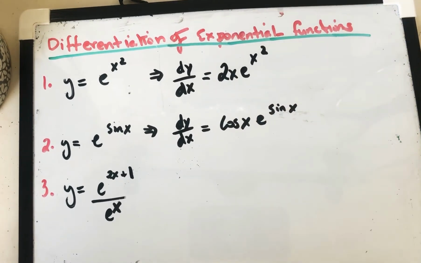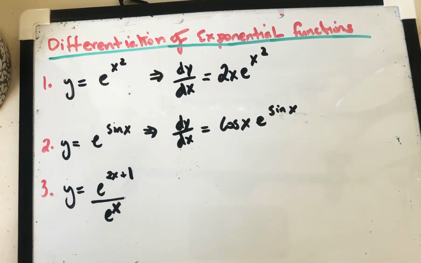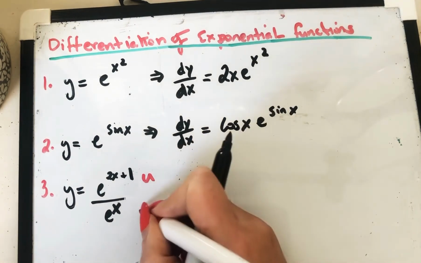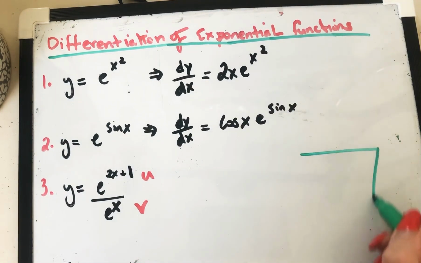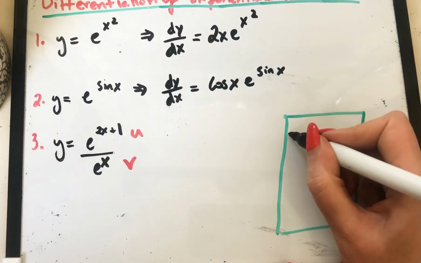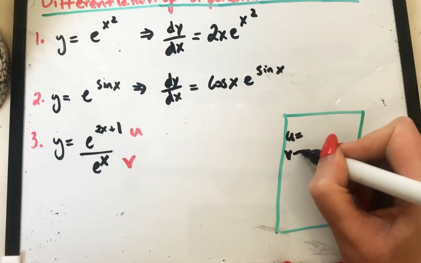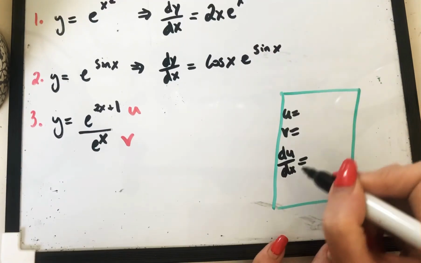On to number 3. We have y is equal to e to the power of 2x plus 1 all over e to the x. Well, you can see here that straight away we've got a fraction, and fractions must be differentiated using the quotient rule. So let's label u and v. Okay, so let's work out our 4 things for our quotient rule. Okay, so we have u, we have v, we have du/dx, and we will have a dv/dx.